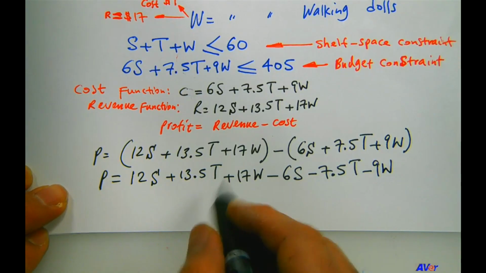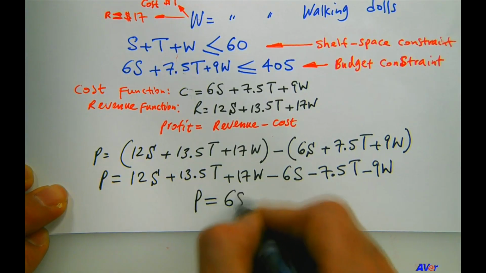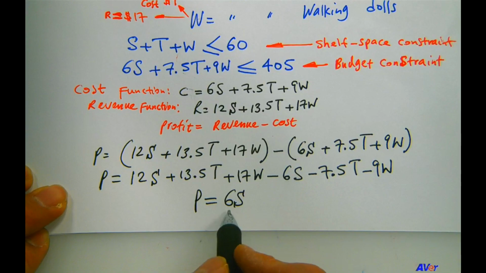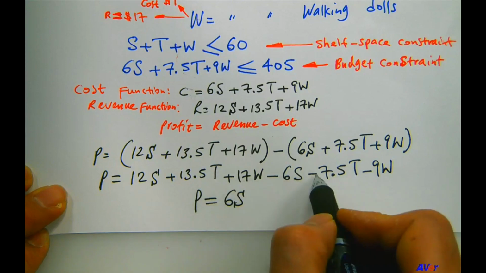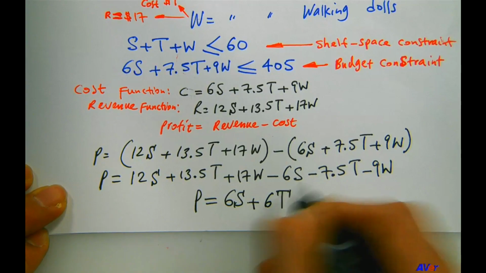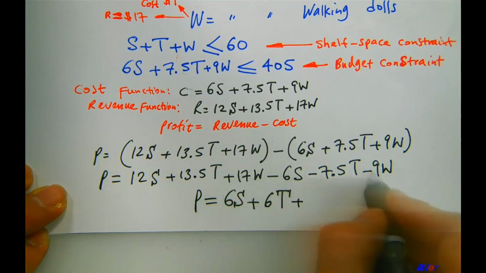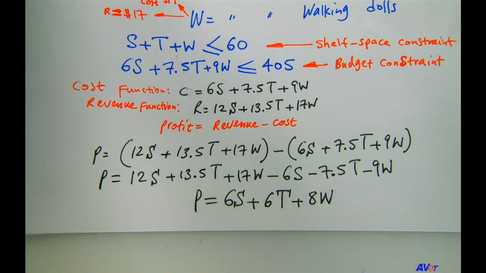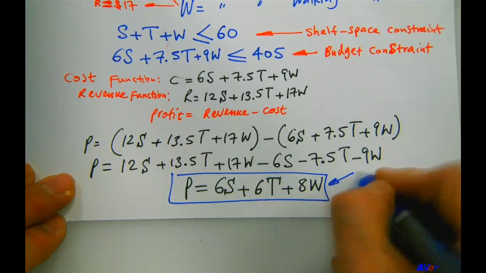Now let's do the algebra. We end up with P equals 6S, right? 12S minus 6S is positive 6S. 13.5T minus 7.5T, that's positive 6T, plus 17W minus 9W, that's 8W. So right there, we found the objective function, objective profit function.